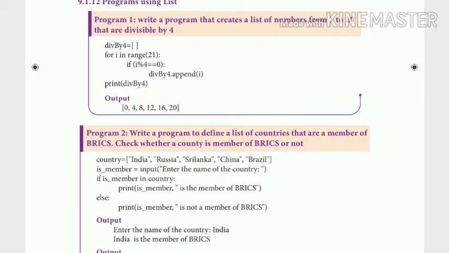Write a program that creates a list of numbers from 1 to 20 that are divisible by 4.